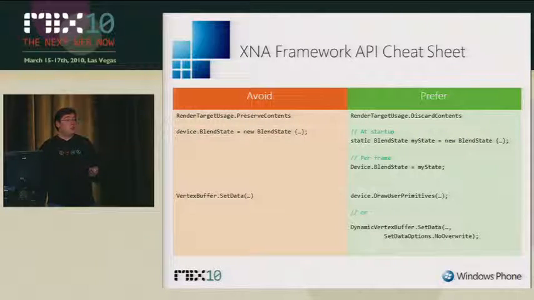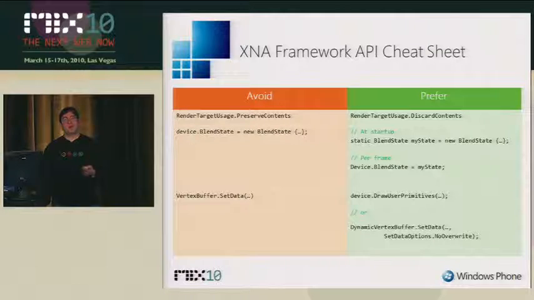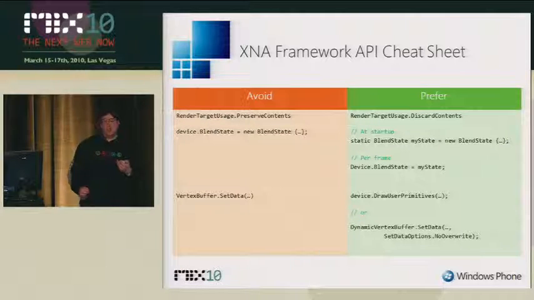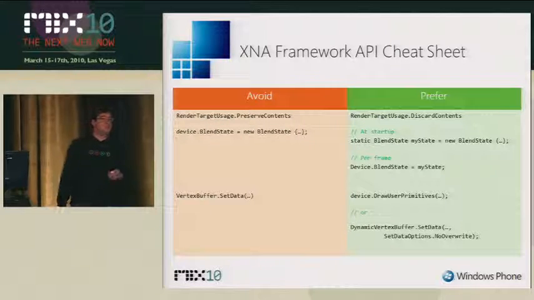The graphics driver and the graphics runtime is much happier if it can just reuse the same object that it's already figured out the hardware back-end command buffers for. So you should create your blend state once at startup, store it in a static. Then every time you want to draw something, you can just reuse that. Same thing goes for textures, vertex buffers, index buffers, effects.